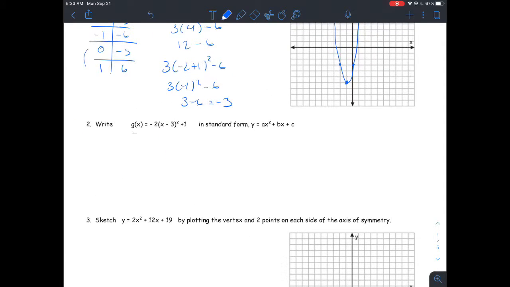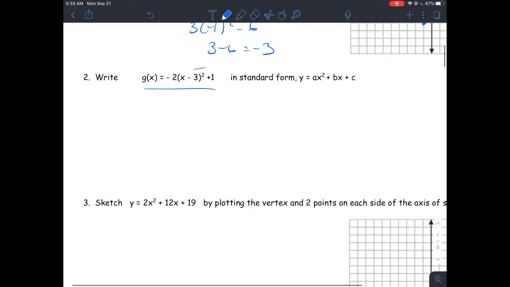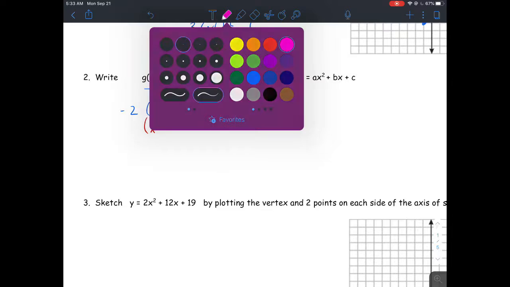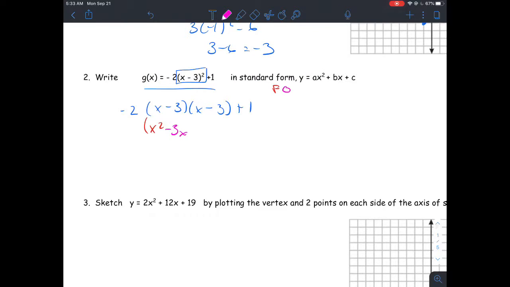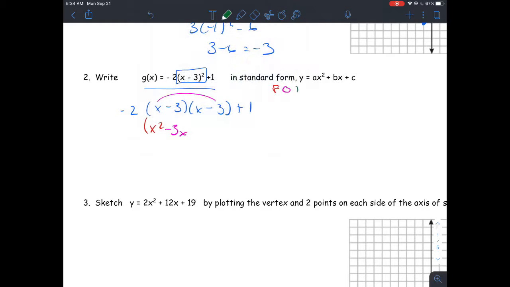So next it asks us to write this function in standard form. All right, so we did this on Friday. So if you recall, the first thing we need to do is FOIL this guy out. So I'm going to go ahead, I'll do my colors. F, we get x squared. O, I get -3x. I get -3x. And then L, I get +9.